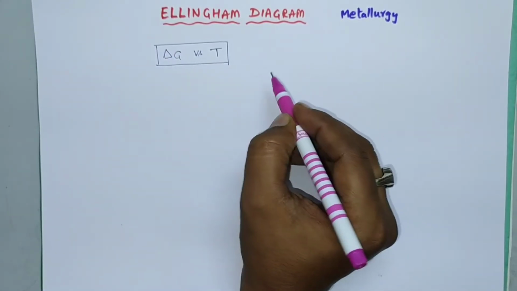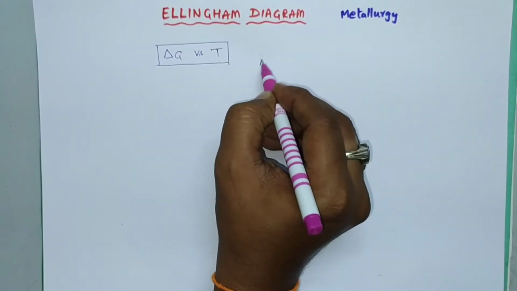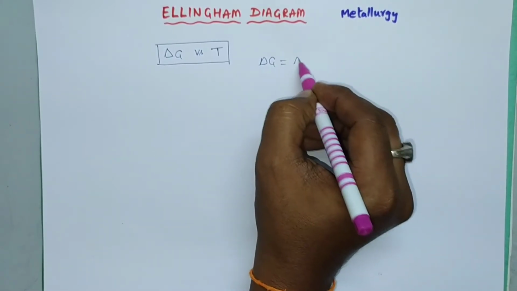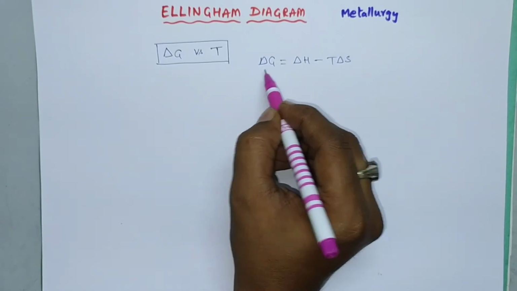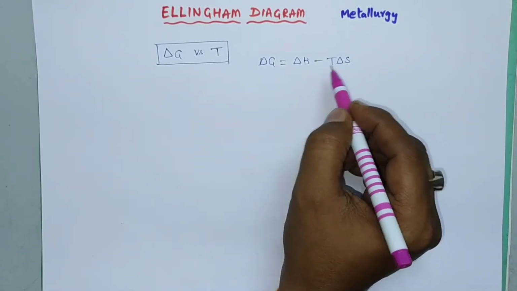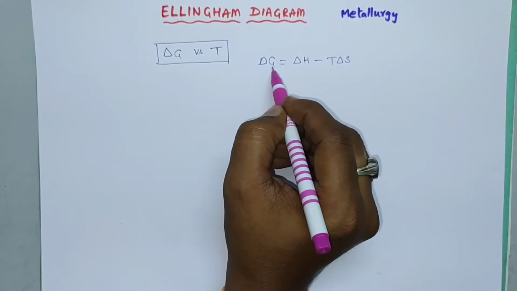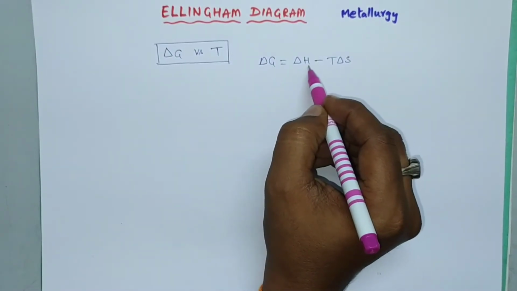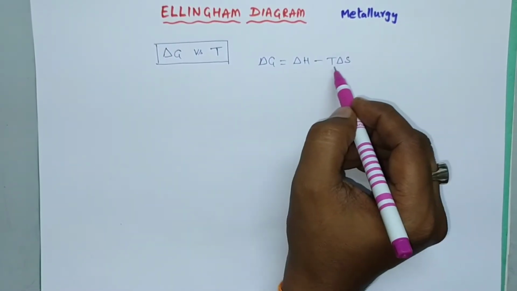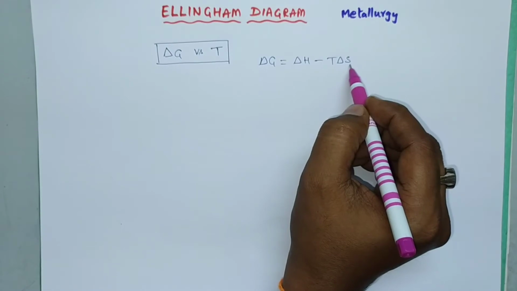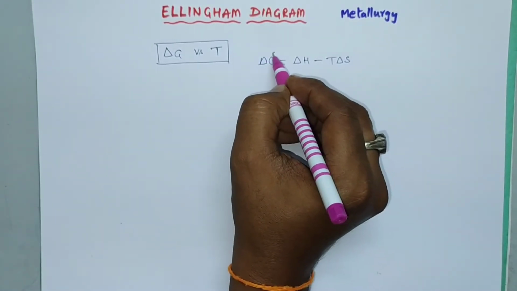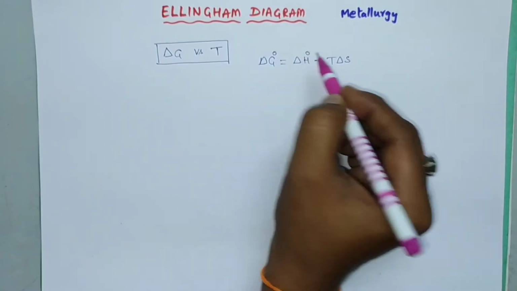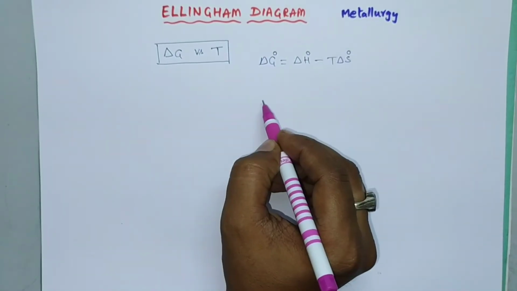Now let us consider the change in Gibbs free energy. The expression for change in Gibbs free energy is delta G is equal to delta H minus T delta S. This is one of the thermodynamic expressions. Here delta G means change in Gibbs free energy, delta H means change in enthalpy and delta S means change in entropy. If the reaction is taken in standard states, we have to consider delta G naught, delta H naught and delta S naught.